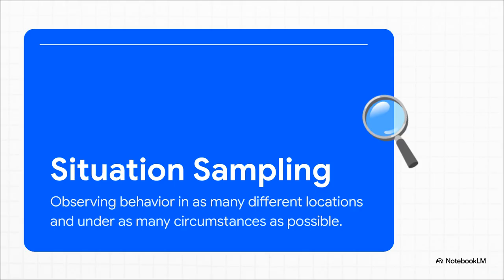The other half is situation sampling. This is all about observing behavior in as many different places and under as many different circumstances as you possibly can. For example, some fascinating research found that the way chimpanzees make eye contact is totally different in a group in the US versus a group in Japan. Context, it turns out, changes absolutely everything.